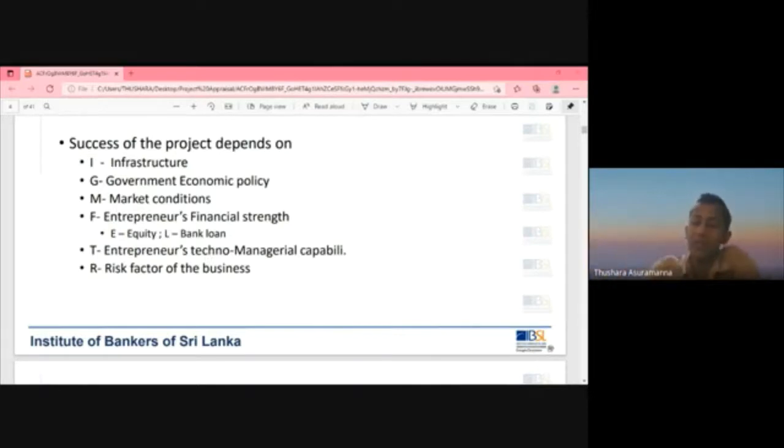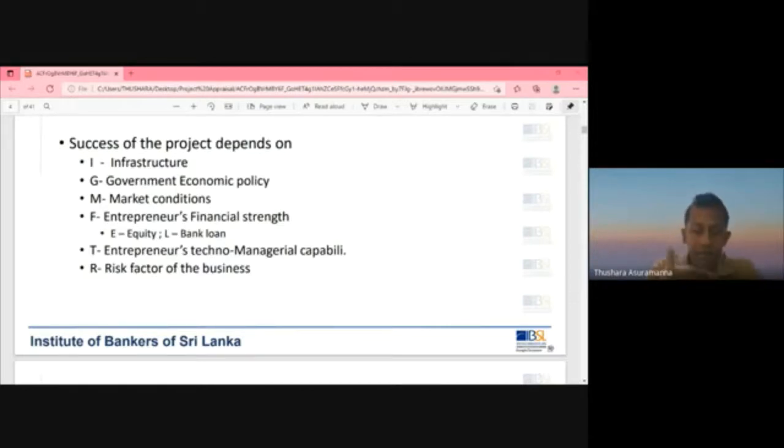Government economic policy. It's very important. Government economic policy is important in the sense of whether the government is, let's say, pro-export, pro-import, pro-agriculture, pro-tourism, or maybe charging higher tax, with a rigid taxation policy. Those directly impact the project outcome.